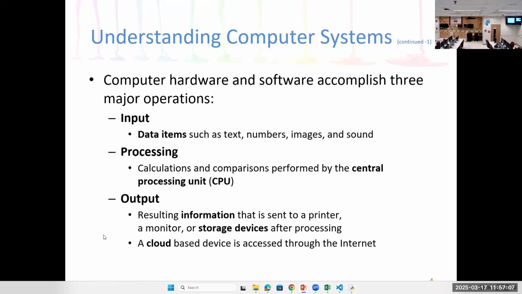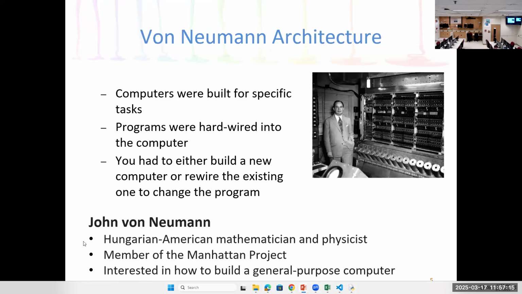And nowadays, cloud is also very popular, right? You not only store it in your computer, but you can upload it to the cloud and access it from anywhere. Okay.